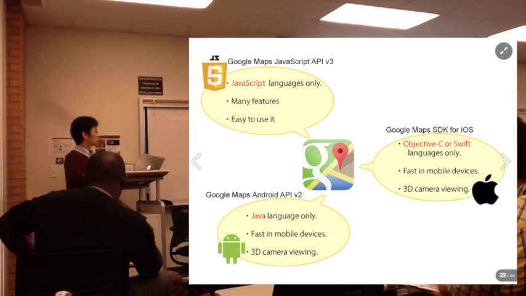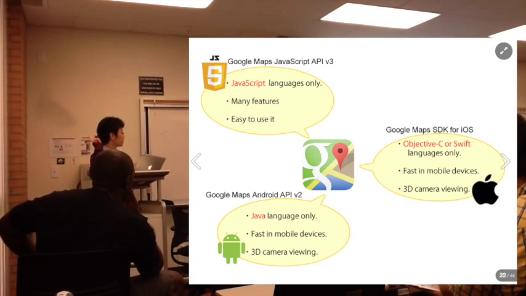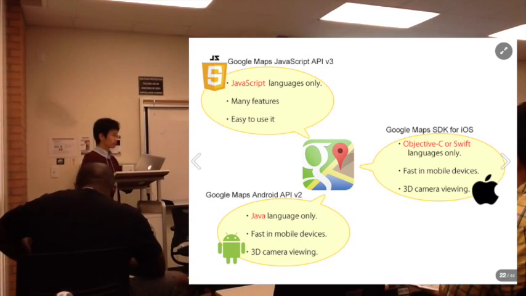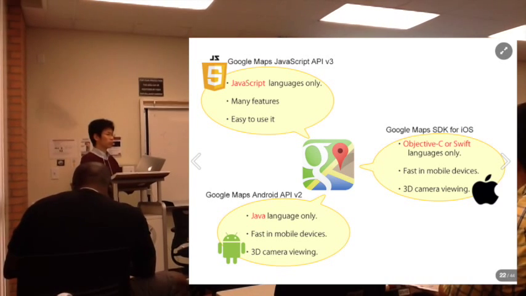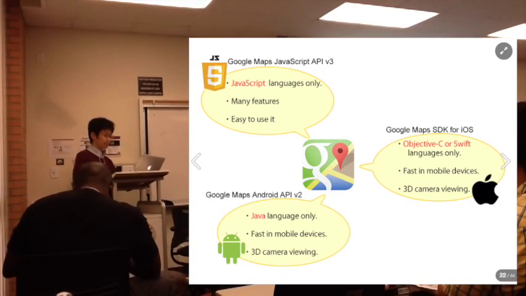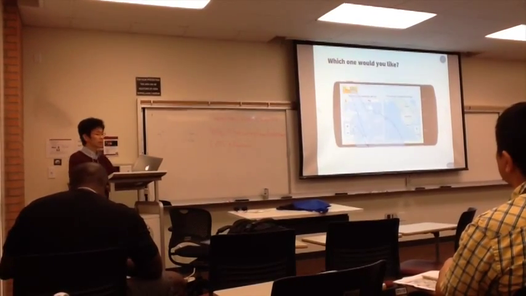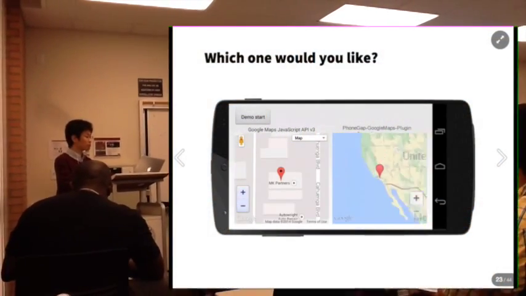Then Google provides two different native SDKs: Google Maps Android API v2 and Google Maps SDK for iOS. But you need to learn Java and Objective-C. Or recently, you can use Swift. This is a demo of the JavaScript API and Google Maps API v2.